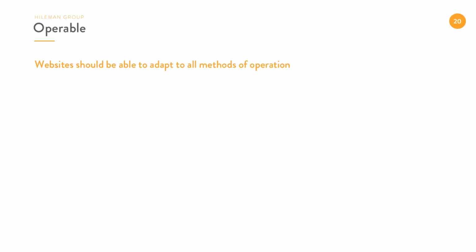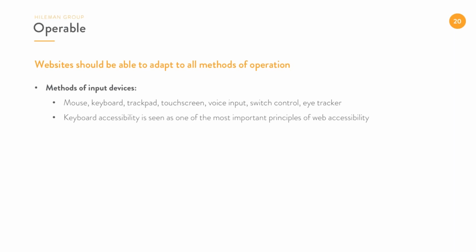Operable. So operable means that websites should be able to adapt to all methods of operation. So methods of input devices: mouse, keyboard, trackpad, touchscreen, voice input, switch control, eye tracker. That's all the different ways that we can navigate through a website. You and I are used to just using probably a mouse and a trackpad. We need to make sure that people can use their keyboards and some of these other devices to get through a website. So keyboard accessibility is seen as one of the most important principles of web accessibility.